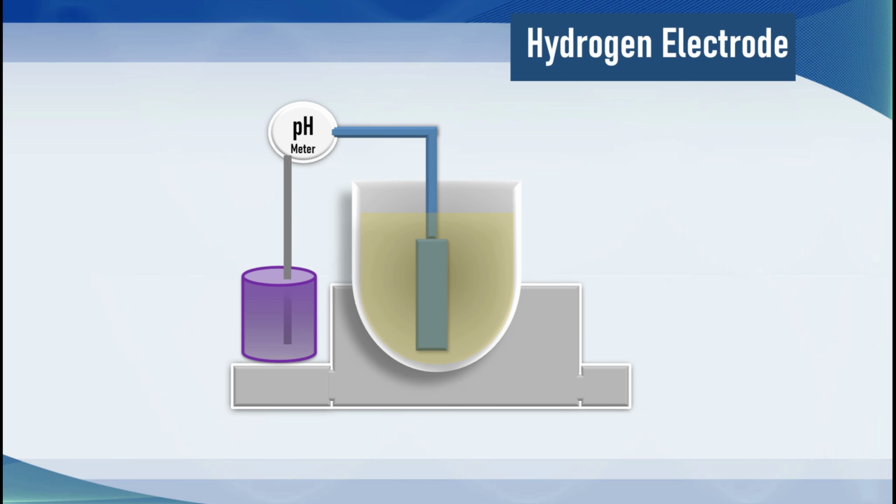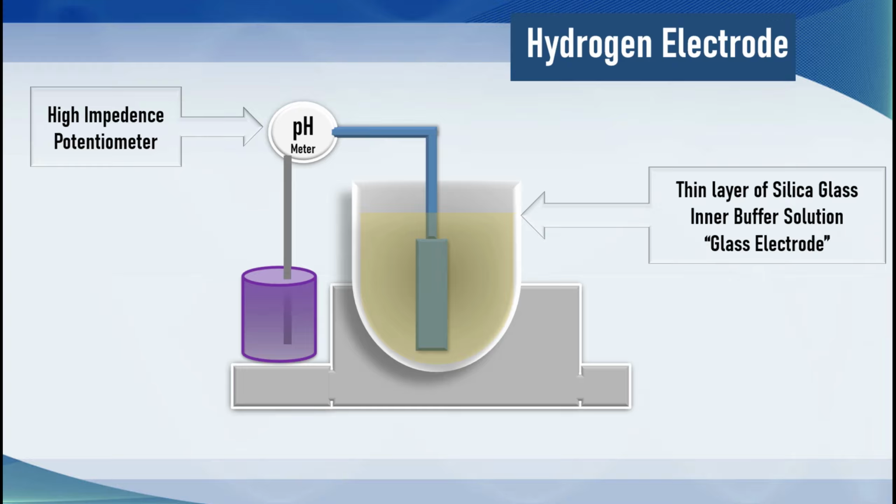The first component is the potentiometer that measures pH. To this are connected two electrodes. The first is a pH sensing glass electrode and the other is a pH independent reference electrode. So there is a reference half. Both electrodes are connected to the voltmeter.